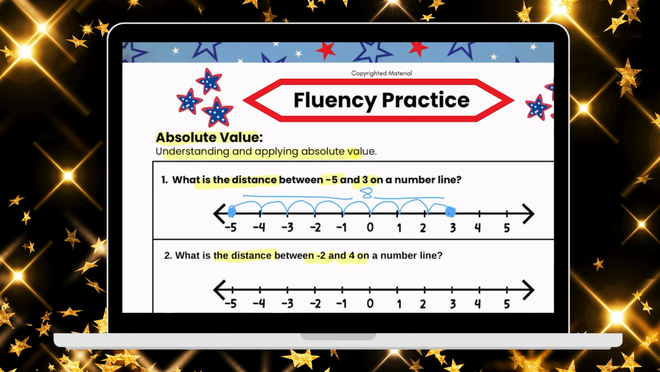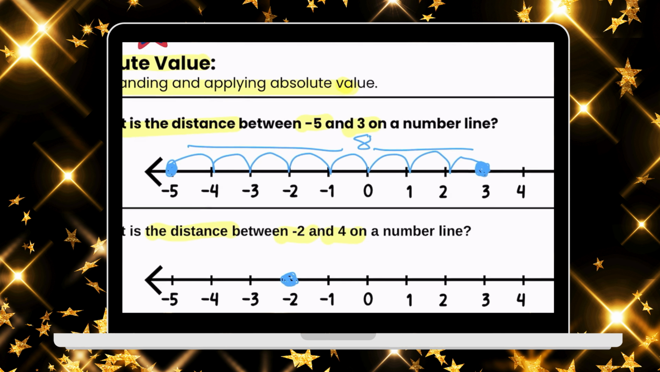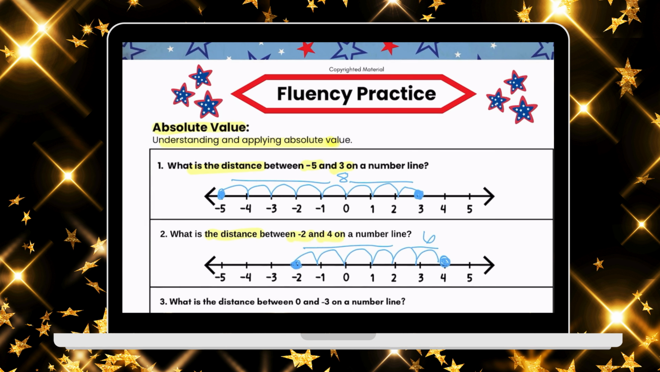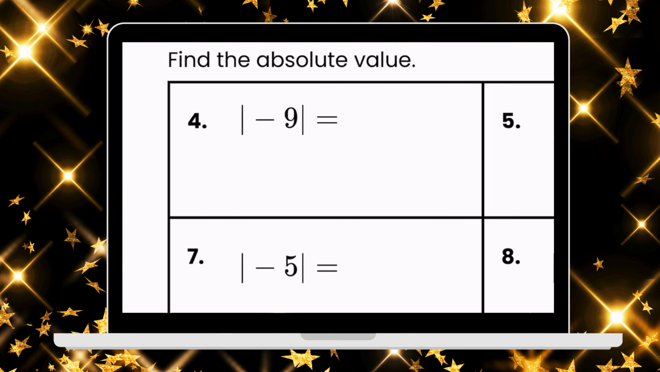All right, now let's look at number 2. Again, the distance between -2 and 4 on a number line. So we're going to plot the point. -2 is going to be 2 spaces to the left of 0. And then 4, we're going to be 4 spaces to the right. Now I want to know the distance between the two. 2, 3, 4, 5, 6. There's 6 spaces between -2 and 4. So the distance is 6 on the number line.